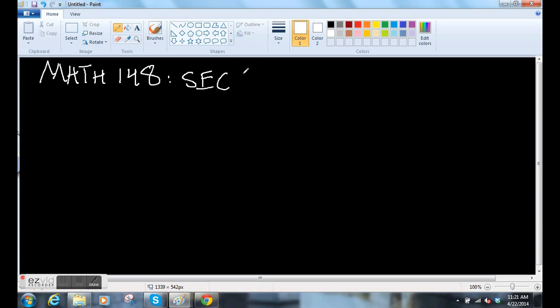Hey there, this is Math 148, looking at section 11.2. Section 11.1 was all about logarithmic functions, so guess what section 11.2 is? That's right, exponents. Where there's logs, there's exponents.